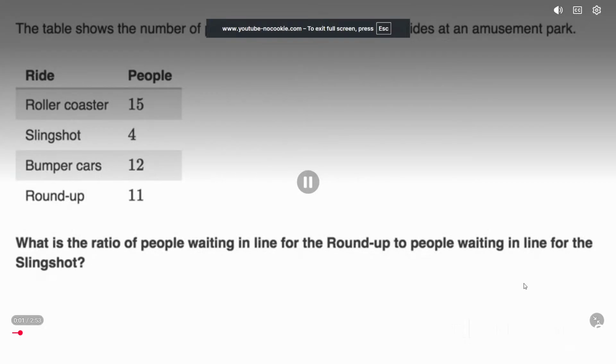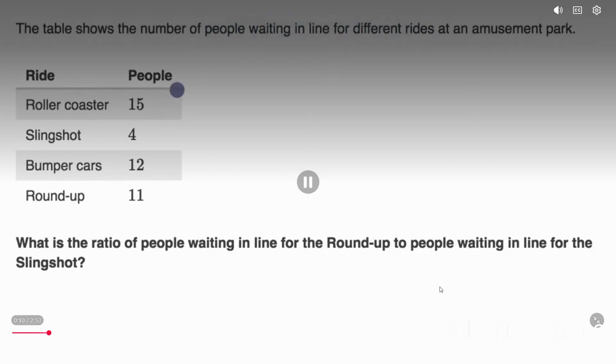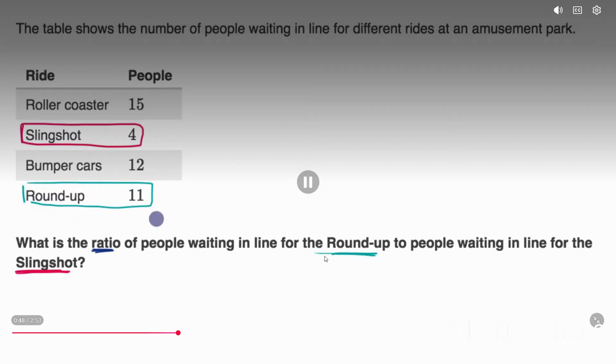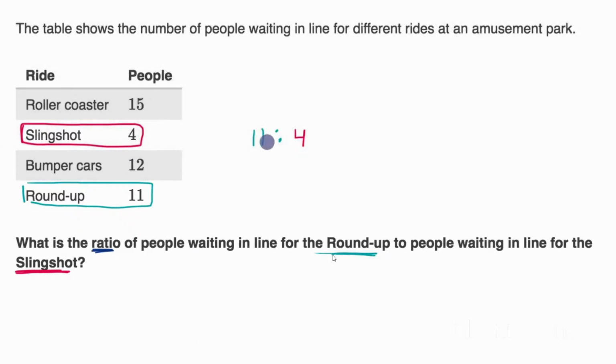Let's do some example questions dealing with ratios. So we're told the table shows the number of people waiting in line for different rides at an amusement park. So 15 people are waiting in line for the roller coaster, 4 people for the slingshot, 12 people waiting in line for the roundup. We want the ratio of the number of people waiting in line for the roundup to the number of people waiting in line for the slingshot. So there's 11 people waiting in line for the roundup, and there are 4 people waiting in line for the slingshot. So the ratio is 11 to 4. Or for every 11 people in line for the roundup, there are 4 people waiting in line for the slingshot.